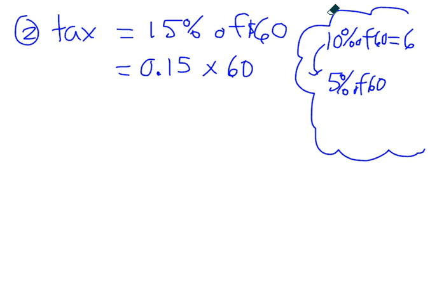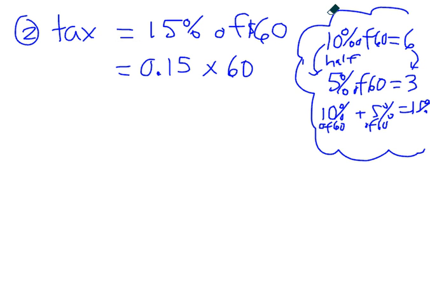Well, 5% is half, right? Half of 10%. So 5% of 60 is half of 6. So what is half of 6? It's 3. And if we want to find 15%, we can do 10% of 60 plus 5% of 60. And that's going to give us 15% of 60. So we can do 6 plus 3, and that gives us 9. So we're able to find 15% of 60 in our head without a calculator. So we know the tax is 9.